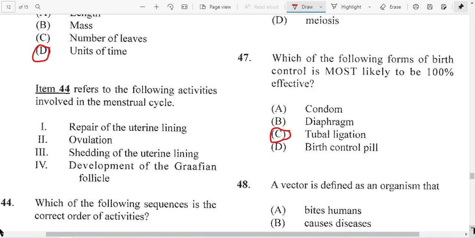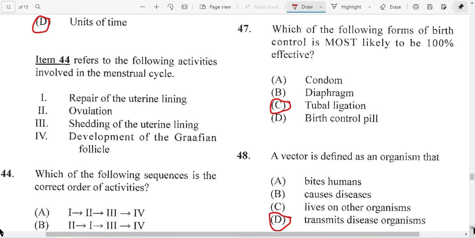Birth control pills, some persons say they really don't work and some persons miss the time that they should take them. So of course, no error there with 47. C there being the answer.